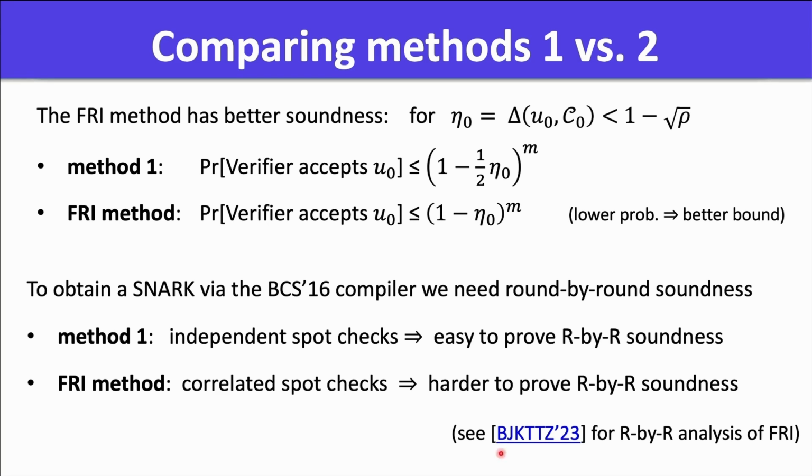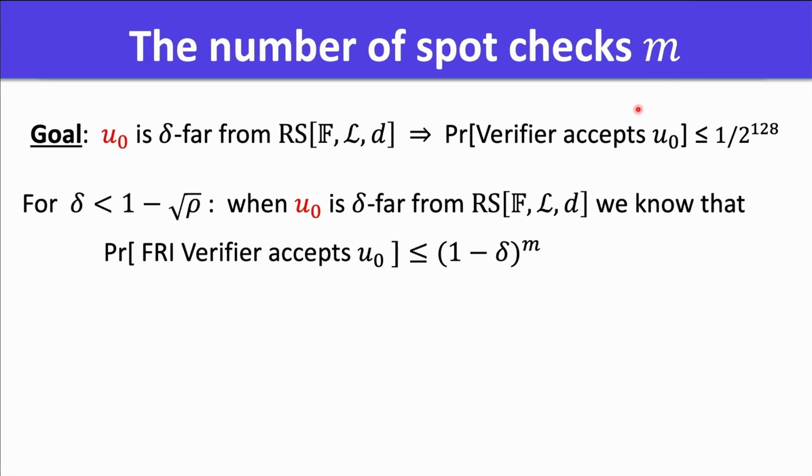It was worked out in this paper, but you see this was only done in 2023. Okay, so method 1 is less efficient and slightly has lower soundness, but its benefit is that its round by round soundness is much easier to argue. So the next question is, how many spot checks do we actually need to do? So what is the value of m that we need for soundness of the FRI protocol?